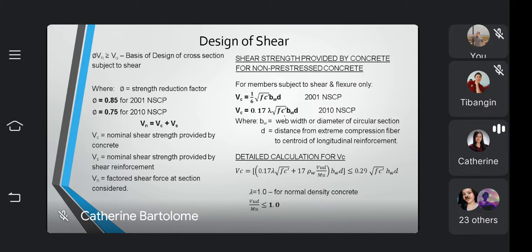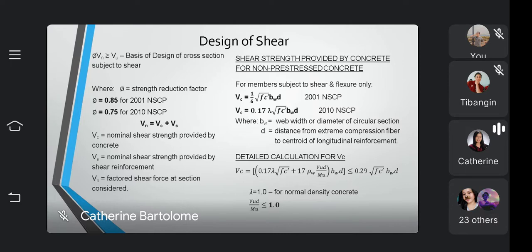If you are going to calculate the shear capacity or the shear strength of concrete in detailed manner, you can use this formula. We have 0.17 lambda square root of Fc prime plus 17 rho W VUD over MU multiplied by BW, and that should be less than or equal to 0.29 square root of Fc prime BWD. Okay? Where lambda is 1 for normal density concrete.